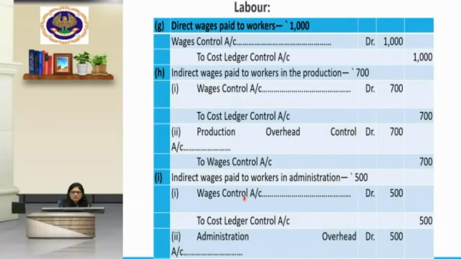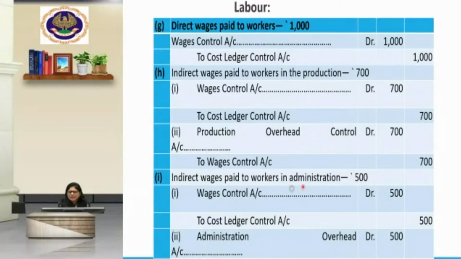Indirect wages paid to workers in administration. First of all, we will have to make the entry for payment: wages control account debit to cost ledger. Now transfer these wages to admin overhead account: admin overhead control account debit to wages control account. So first we pass the entry for payment of wages, and then the entry for transferring indirect wages to admin overhead control account.